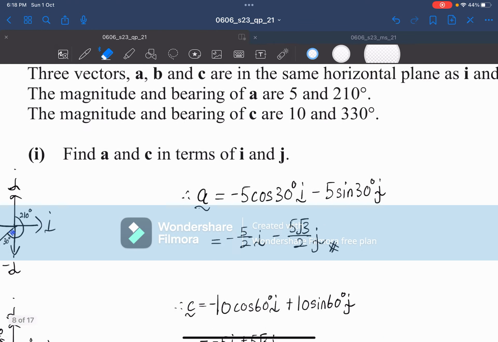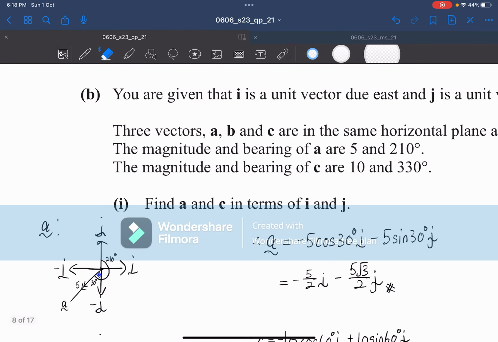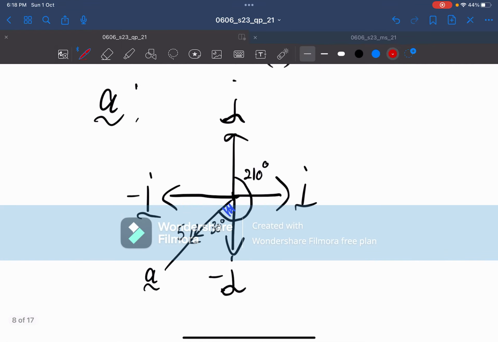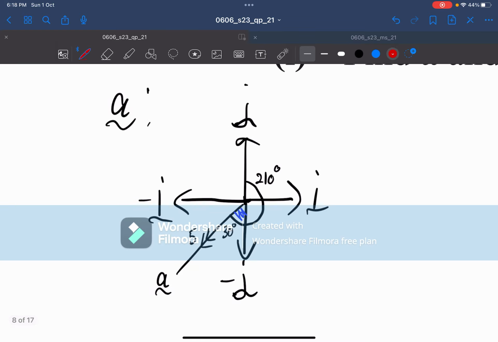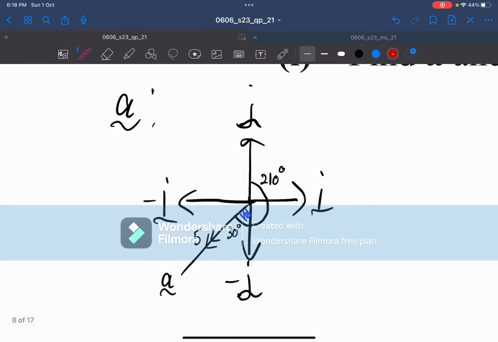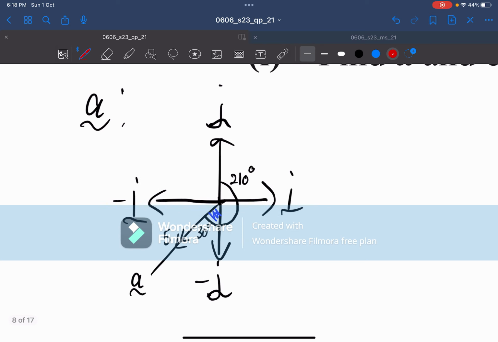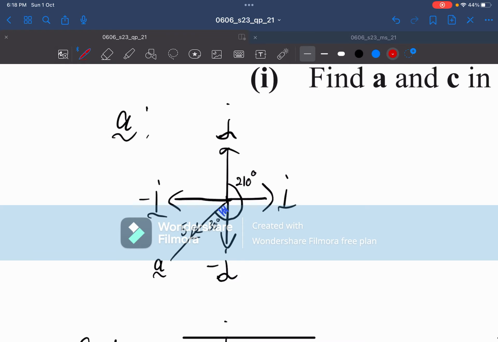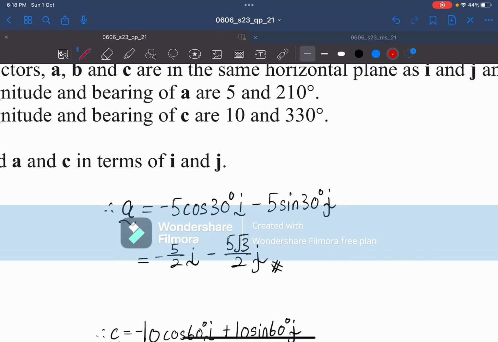So, okay. Now, to find A, we know A is in this direction. So therefore, the horizontal direction is going to have a magnitude of 5 sine 30 in the negative direction. So you have to multiply it by -1. And in the downward direction, it's going to be 5 cos 30 degrees multiplied by -1. Why? Because it's going downwards. So yeah, that's what I did.